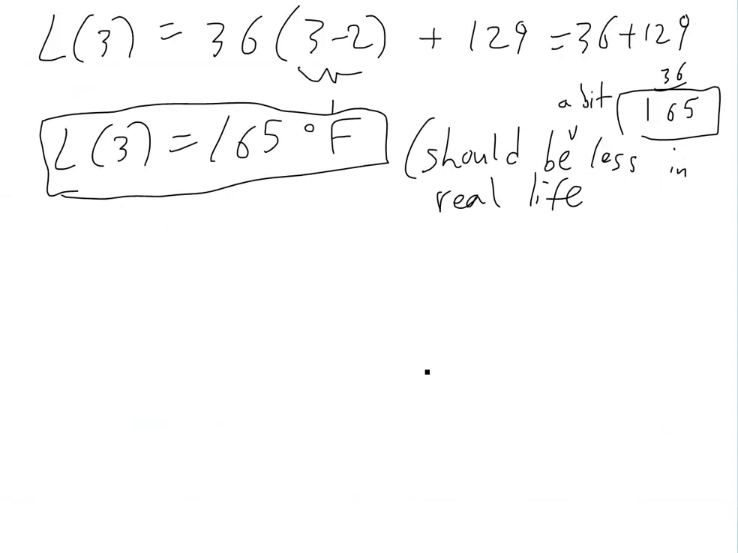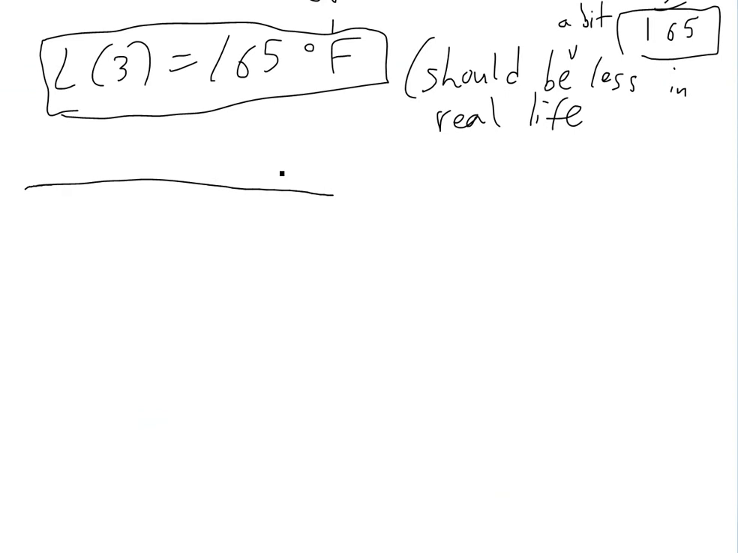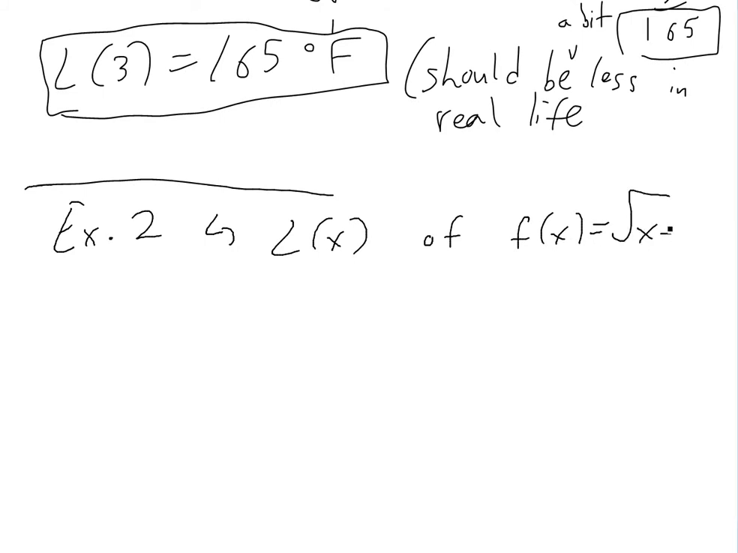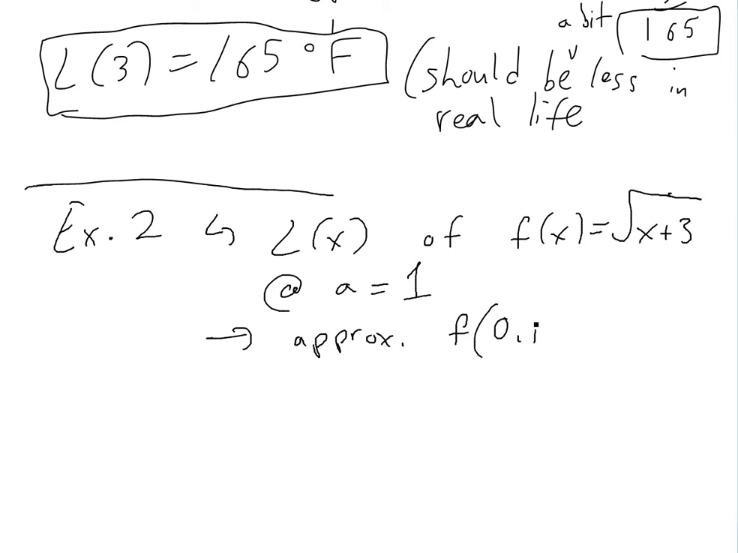Okay, so that's example 1. Let's look at example 2 now. Example 2 is, let's say, find L of x, the linear approximation, of the function f of x equal to the square root of x plus 3 at a equal to 1. And then use it to approximate f of 0.98 and f of 1.05.